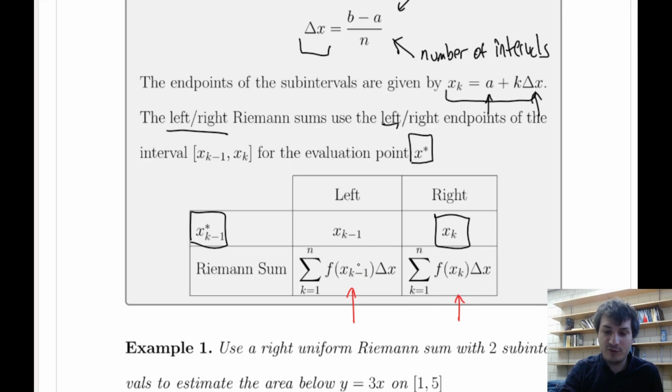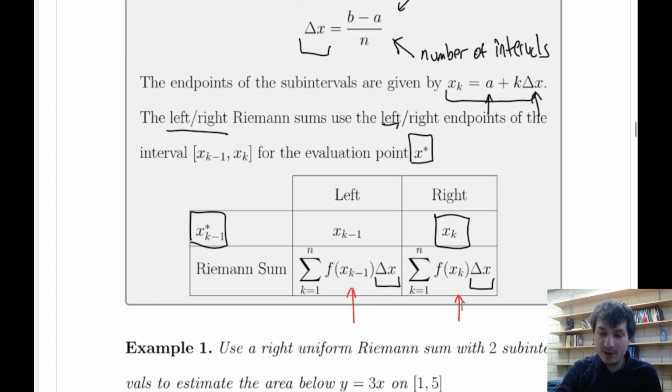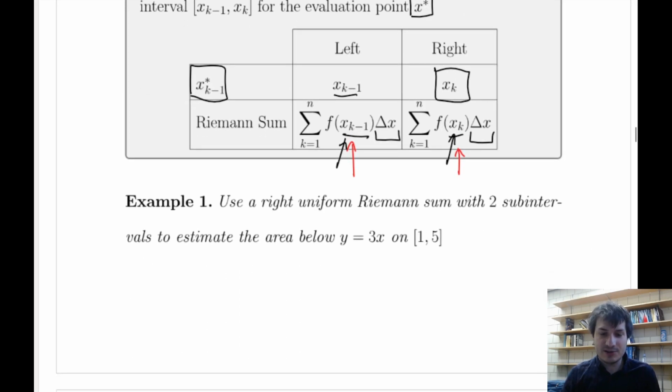The general formula is more complicated because delta x might change from term to term. But in these ones, delta x is always constant because it's a uniform division. And also, you don't have to worry about what x star is because x star is just equal to either xk or xk minus 1. And we're going to do an example right now to show you what this looks like.